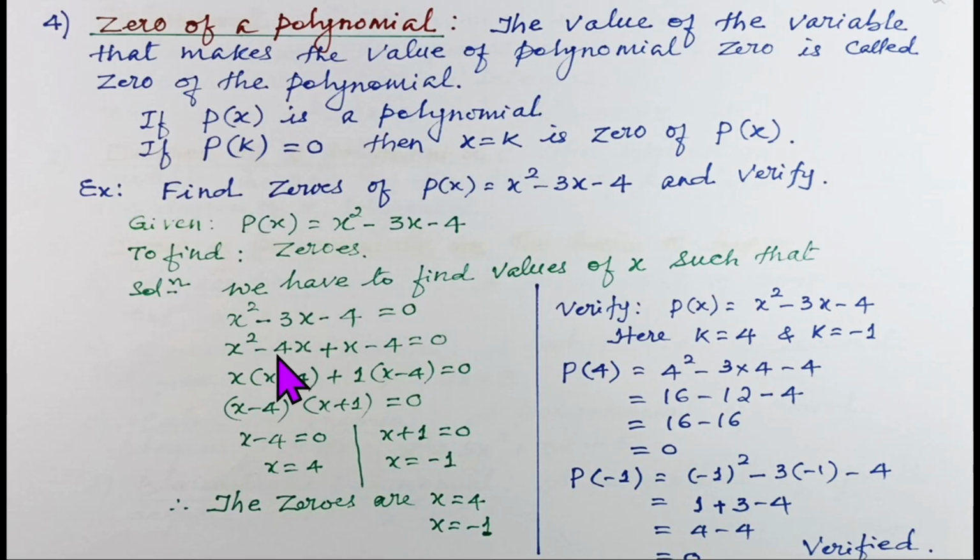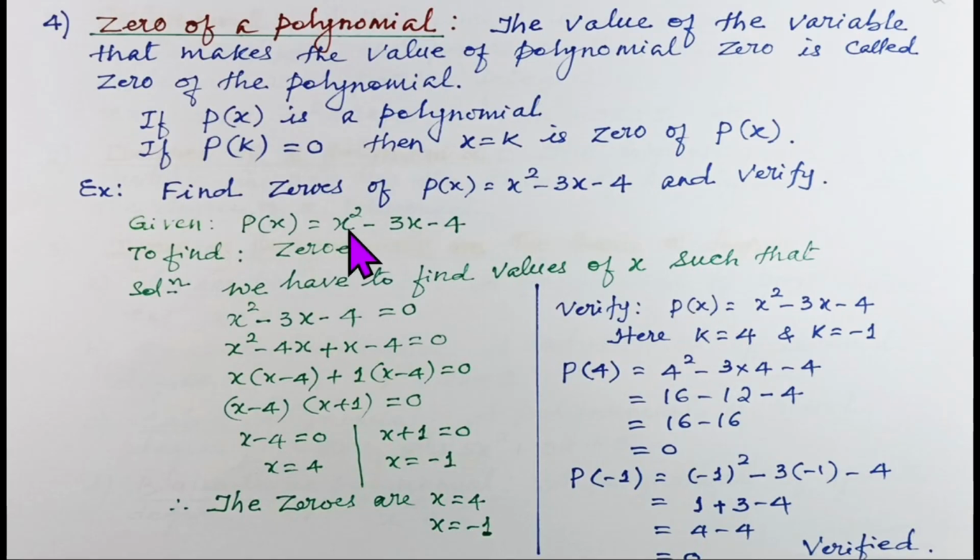So 3x can be split as minus 4x plus x, and therefore the trinomial becomes a tetranomial, and we can group them, pair them, and then take HCF common and find the two factors, x minus 4 and x plus 1. Now here x minus 4 can be 0 and x plus 1 can be 0. If I take x minus 4 as 0, then x is equal to 4. If I take x plus 1 is equal to 0, x is equal to minus 1. Therefore the zeros of this trinomial given to us are x is equal to 4 and x is equal to minus 1. Now, to verify whether they are zeros or not, it is very simple.